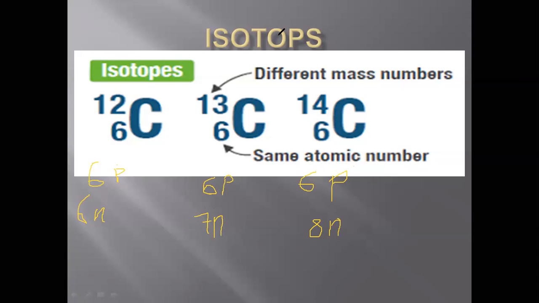You can notice here, in the first example, I have 6 proton. Second example, 6 proton. The third, 6 proton also. But here I have 6 neutron. Here 7 neutron. Here 8 neutron. So the same number of proton, but different number of neutron.